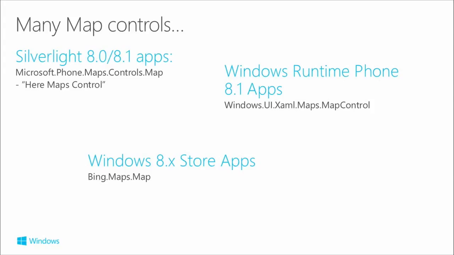So there are a lot of map controls across all of the different Windows platforms. If you're working with Silverlight 8.0 or Silverlight 8.1, you're using effectively the Here Maps control. It's in the namespace Microsoft.Phone.Maps.Controls.Map. If you're using Windows Runtime Phone 8.1, and that's what we'll be showing here, you're using the Windows.UI.Xaml.Controls.Maps.MapControl. And if you're using Windows 8.0 or 8.1 Store applications, you're using Bing.Maps.Map.